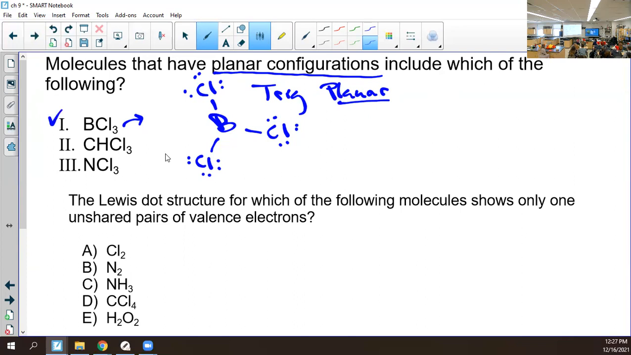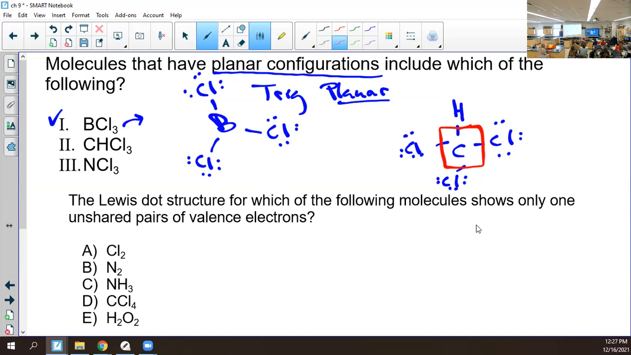CHCl3. So our central atom is C, right? What would you call this if it has 4 electron domains? Tell your partner. Tetrahedral. Is a tetrahedral all on the same plane? No. So would this one? No.